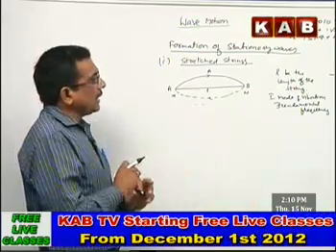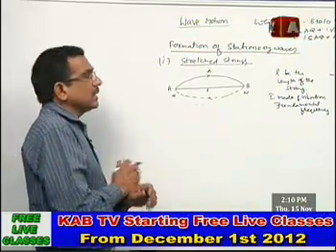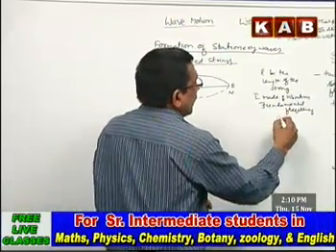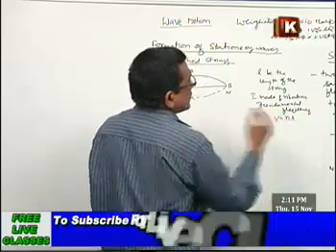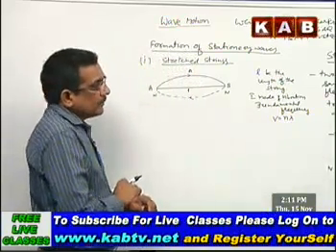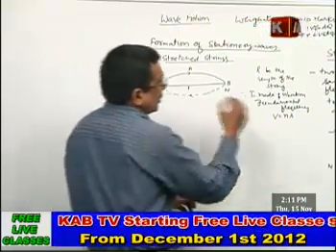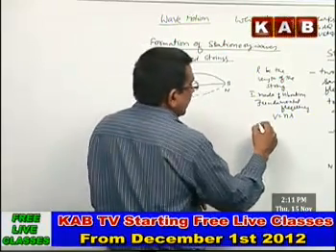Now we have to obtain the formula for fundamental frequency. What is that formula? We know whenever a wave advances in a medium, the formula is V is equal to n lambda, where n is frequency, lambda is wavelength, V is velocity of the wave. Then what is the velocity of a transverse wave?